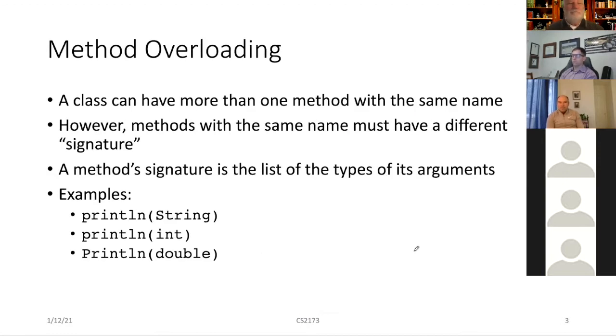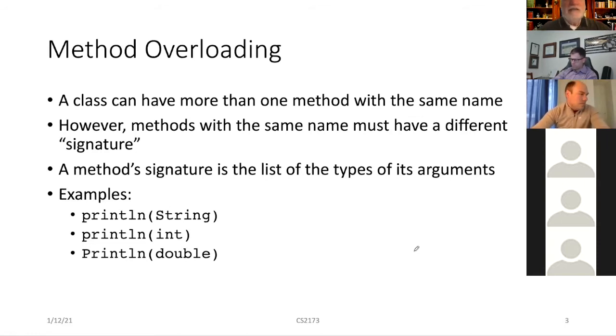Okay, so I've kind of mentioned this, it's called method overloading. It's one term, and I think one of the terms that's actually pretty well defined. Method overloading is when you have more than one method with the same name. Okay, now what does that mean?